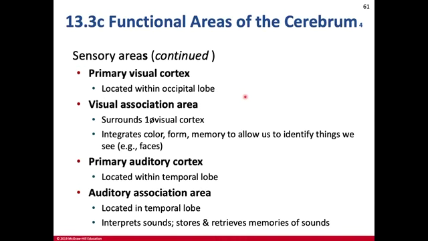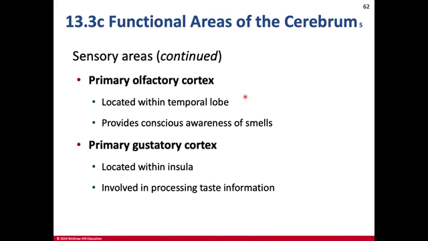Primary auditory cortex is in the temporal lobe, kind of on the top, and the association area is sort of underneath that, and that works the same way, right? You hear something, you get the sensation of sound, and then you attach meaning to that using the stored memories that you have, okay? So the memories are critical to your experience in the world, okay?